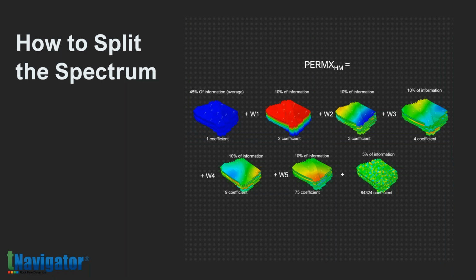And this is how it has to look when you apply this procedure. You get the permeability in X direction for history matching. It has to be equal to the mean value plus a variable times a coefficient, plus a variable times more coefficients, and so on. The coefficients were grouped depending on the spectrum, and the last part of the formula represents the 99% of the coefficients. That is basically what we call noise.